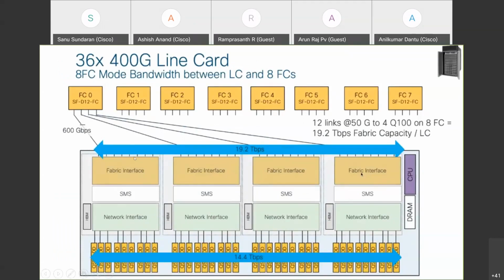But on the fabric side, from the FIA to the fabric, you have a capacity of 19.2 Tbps. Okay. So from each line card, for each NPU, 600 gig into 4, that is 2.4 Tbps, goes to each fabric. Okay. Someone had questions regarding this, so this diagram will help in answering that.